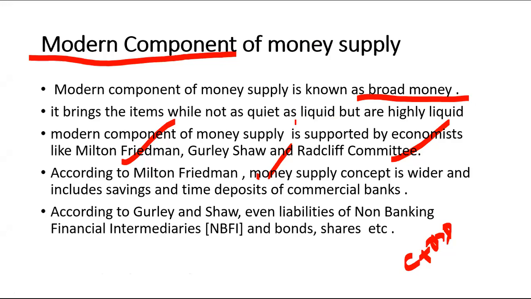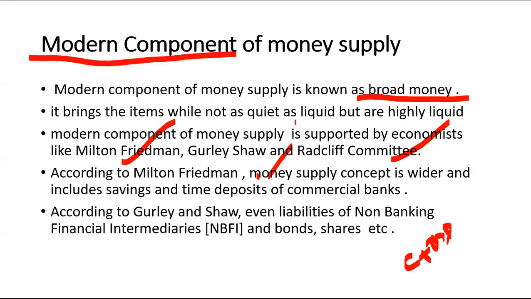Okay, so the modern component of money supply is proposed by Milton Friedman, Gurley and Shaw. Gurley is one economist, Shaw is another economist, and the third is the Radcliffe Committee.